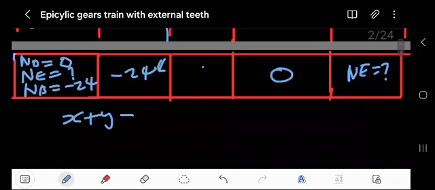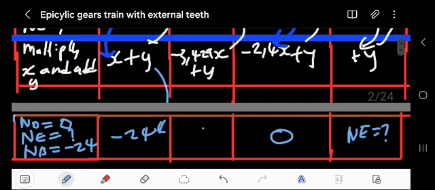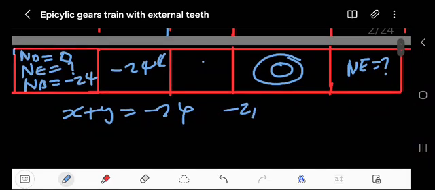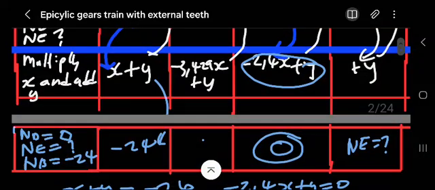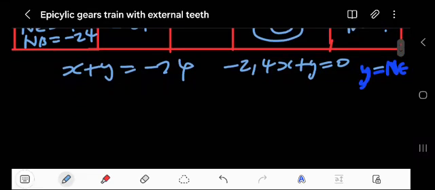X plus y must be equal to minus 24. Equate again. This and that will be 0. Minus 0, minus 2.4. X plus y must be equal to 0. We equate y must be equal to NE. So this is what we want actually. If we can get y, we'll be done solving this question. So we can do our things.